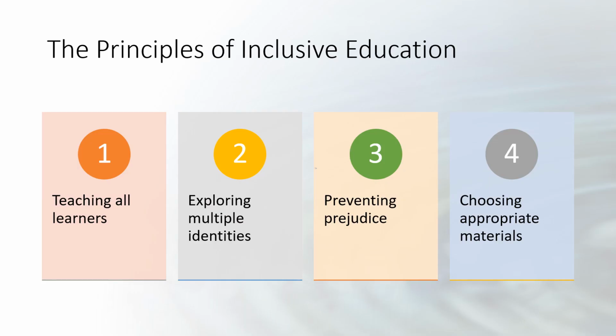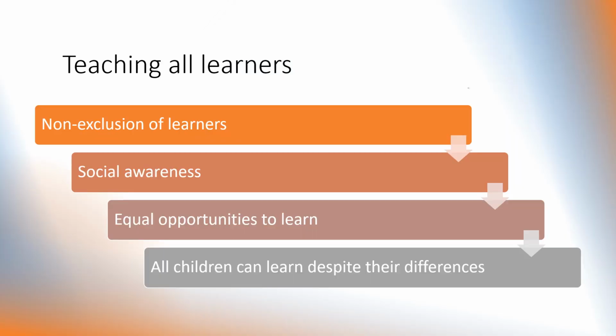The four principles of inclusive education that I will discuss today are as follows: teaching all learners, exploring multiple identities, preventing prejudice, and choosing appropriate materials. Teaching all learners. This principle includes the non-exclusion of learners and helps them develop social awareness. It focuses on avoiding any form of discrimination against learners based on their backgrounds and social statuses.